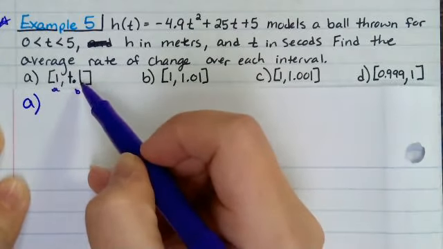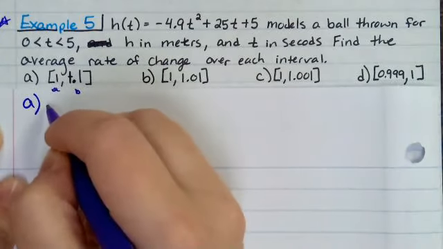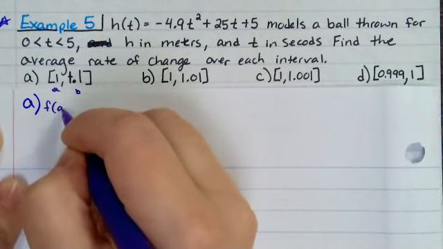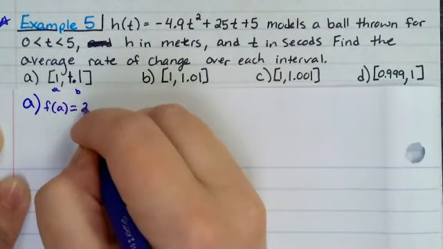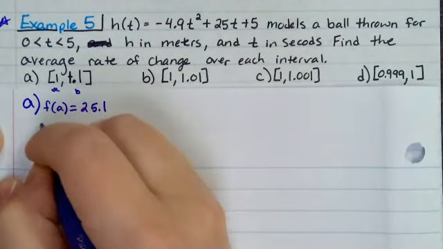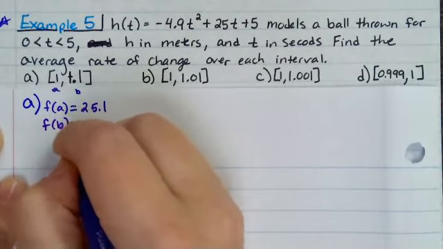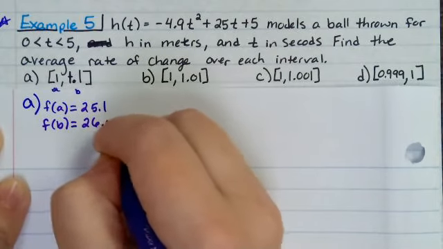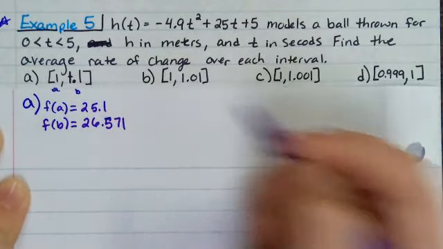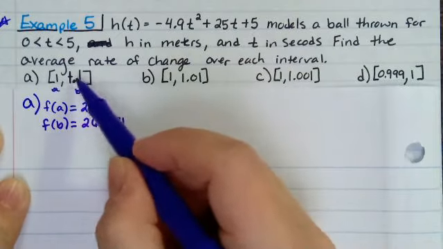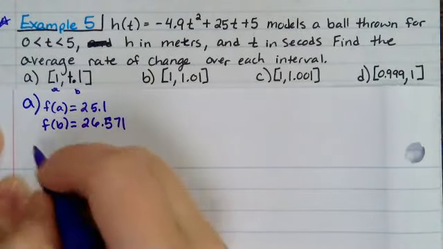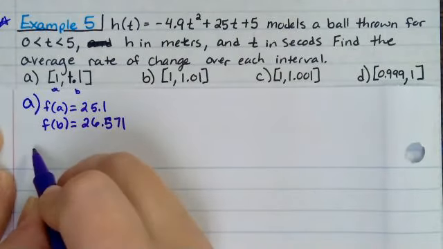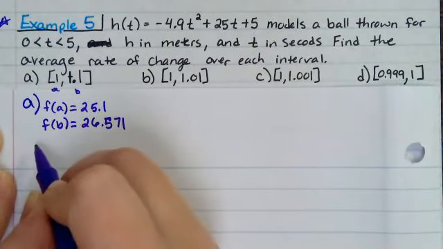So f of b in this situation, let's see, I'll tell you what I got f of a to be when I worked this out. f of a was 25.1, and my f of b was 26.571. That was when I plugged the 1.1 into the formula. Okay, so I went ahead and did that math off camera. And now we're going to do that work. So we're going to plug this in.